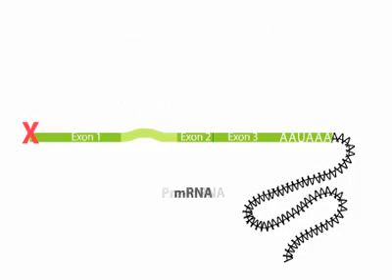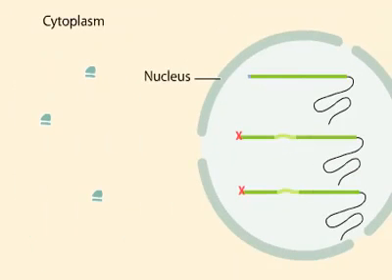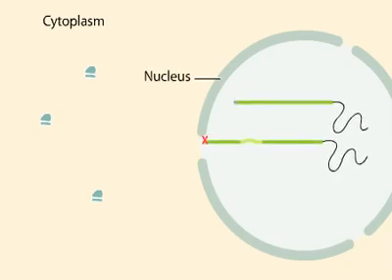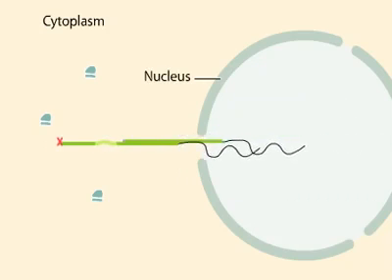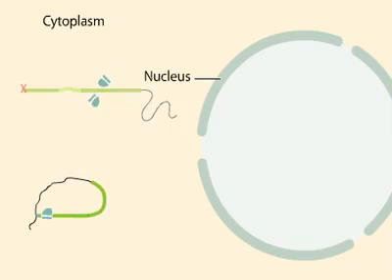Second, mRNA that lacks a 5' cap is less stable and will quickly degrade compared with mRNA that has a 5' cap. Finally, if mRNA lacking a 5' cap is transported into the cytoplasm, the ribosome will not recognize the mRNA, and the mRNA will then degrade.